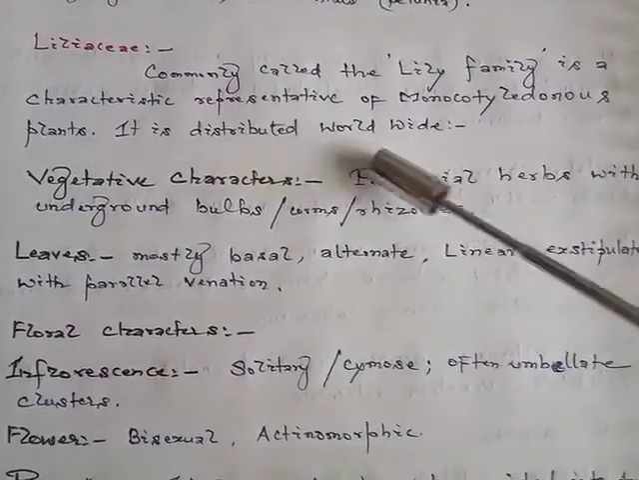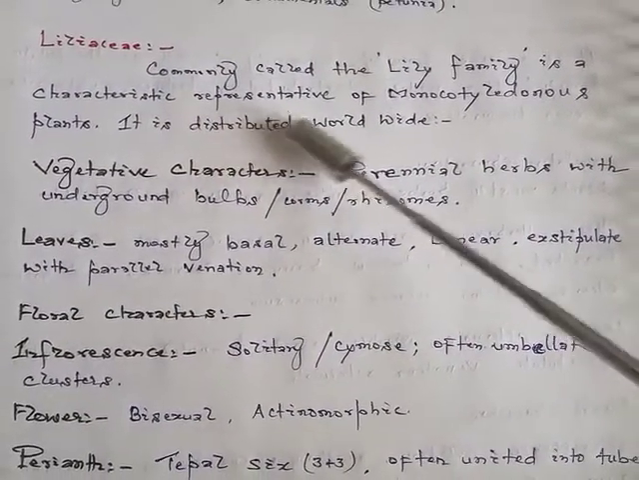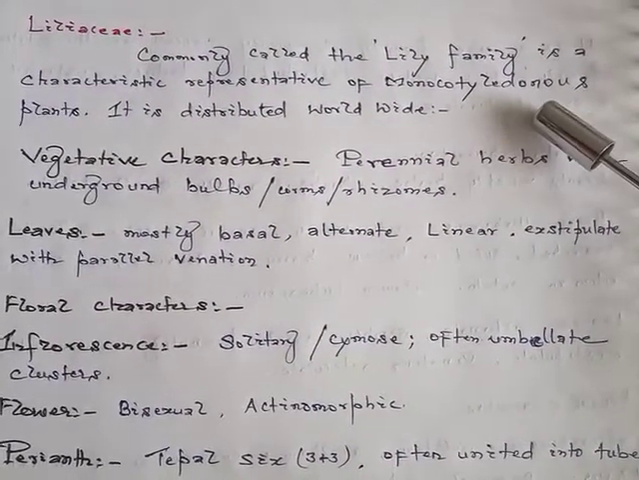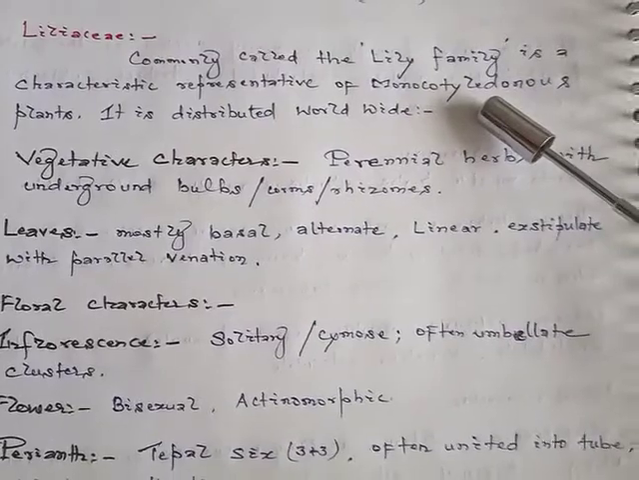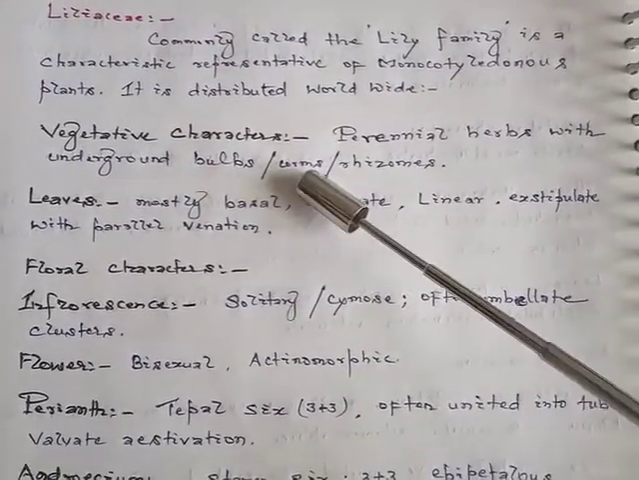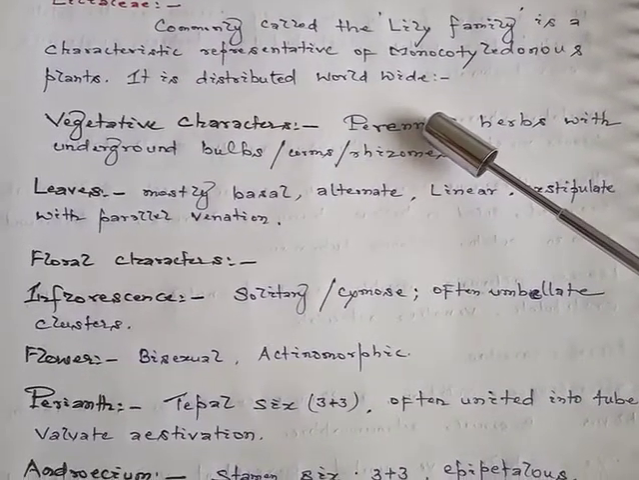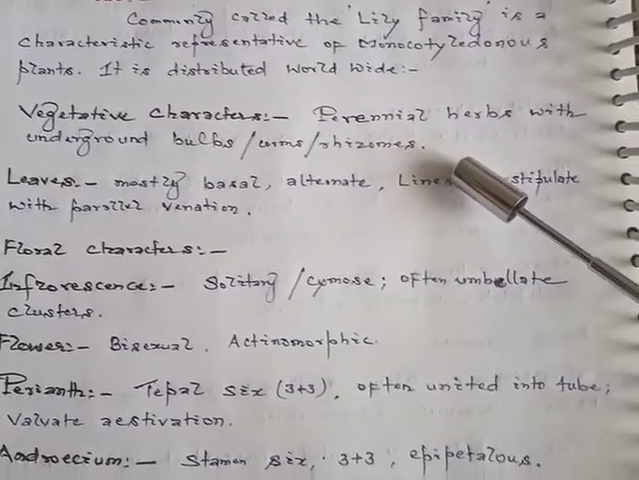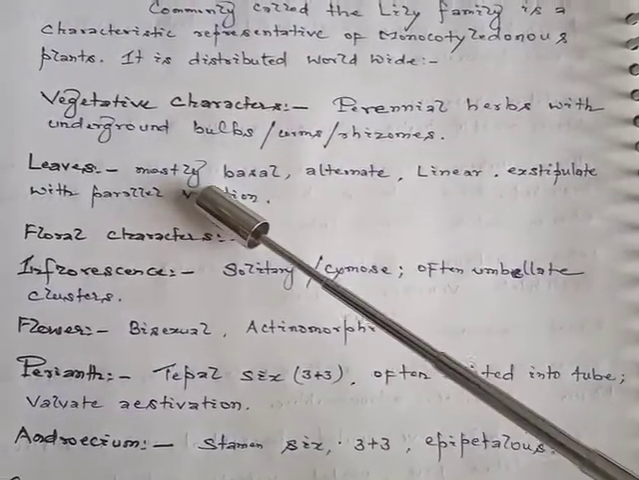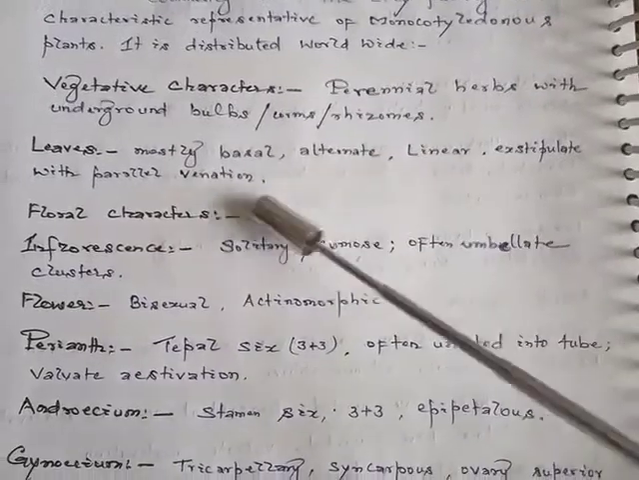Now next we'll discuss the family Liliaceae. The Liliaceae, which is also called the lily family, is a characteristic representative of monocotyledonous plants, meaning they have seeds with a single cotyledon, and it is distributed worldwide. Regarding the vegetative characters, they are perennial herbs, meaning they grow for a number of years with underground bulbs or corms or in the form of rhizomes. Leaves are mostly basal, alternate, linear, exstipulate with parallel venation.